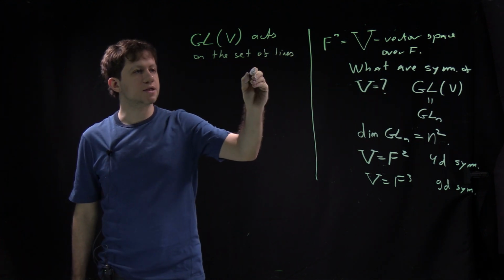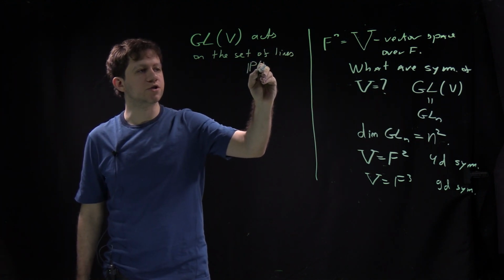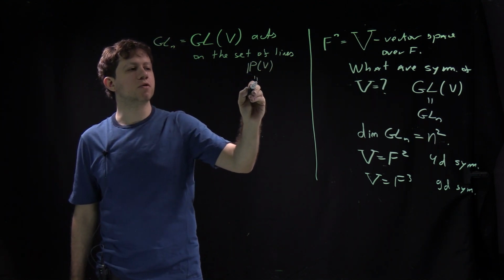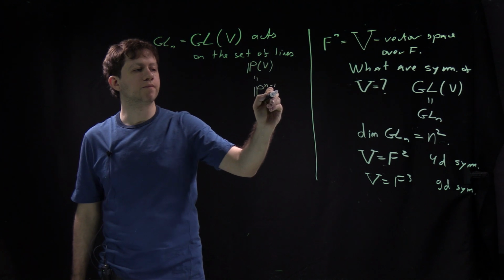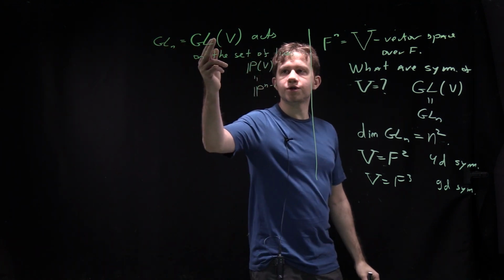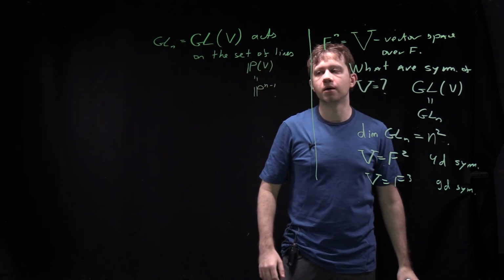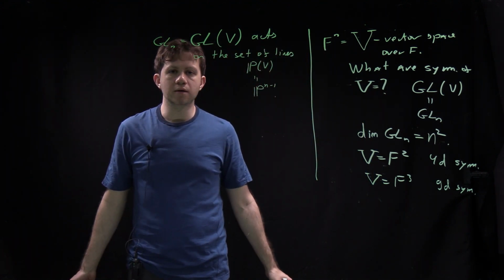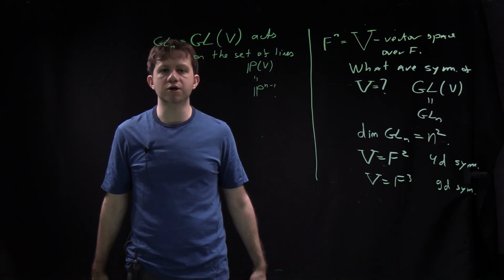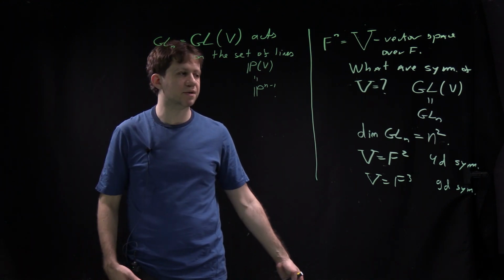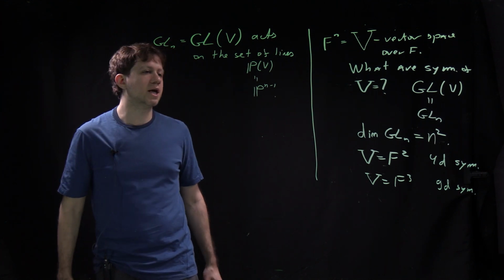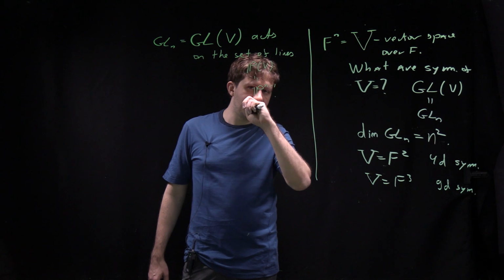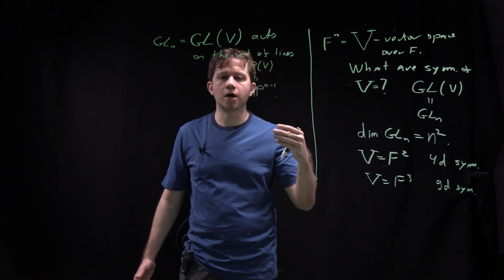So the set of lines is P of V, projective space. And again, in more concrete terms, GLN acts on Pn minus 1. So GL of V acts on Pn minus 1. Why? Because a linear transformation sends lines to lines, subspaces to subspaces. So it acts on Pn minus 1. Okay, so before doing anything more fancy, let's just look at what this looks like.